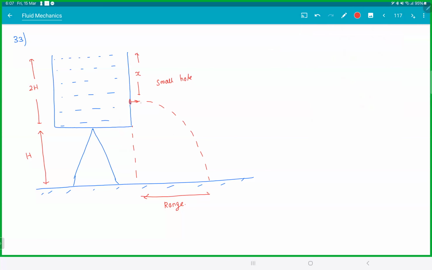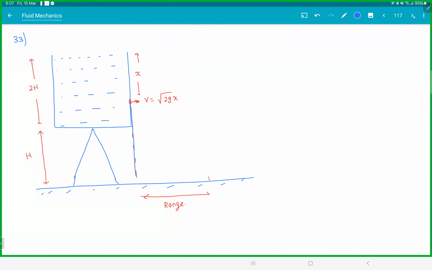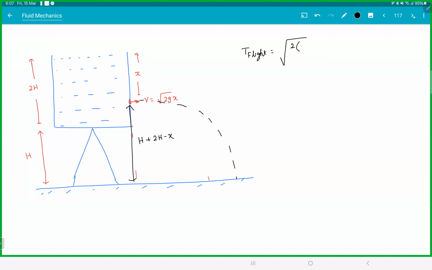So when the liquid is coming out, what is the velocity? Root 2gx, where x is the height of the liquid. And what is this height then? It is h plus 2h minus x. So when this falls somewhere here, the time of flight, I hope you remember, when you throw it horizontally from a building is root 2h by g, but instead of h we have root 3h minus x by g. That's your time of flight.